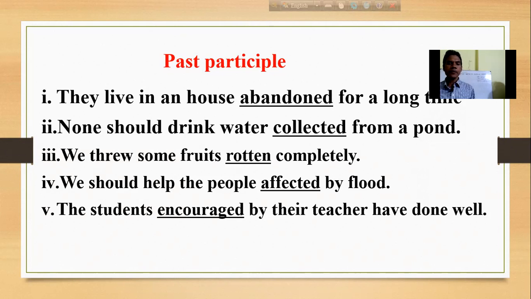Next, we say, we threw some fruits rotten completely. What kind of fruits? Rotten. So rotten here is a modifier which gives extra information about fruits, and it takes the position after that particular noun. So it's a post modifier here, and as it is a past participle, it is called a past participle post modifier.